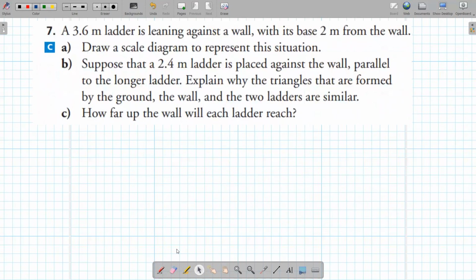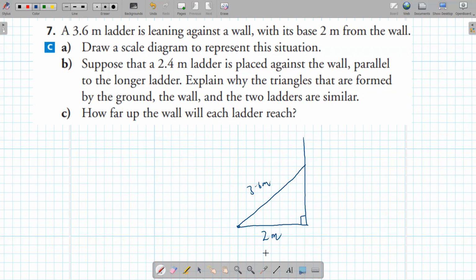A 3.6 meter ladder is leaning against a wall. So let's say this is the wall and this is our ladder. If it's leaning against a wall, what kind of an angle does it make at the bottom of the wall? A right angle. Right. And we know the ladder is 3.6 meters and its base is 2.2 meters from the wall. Draw a scale diagram to represent the situation.